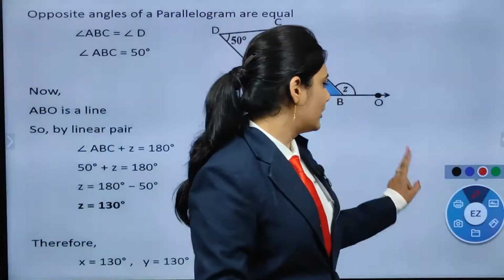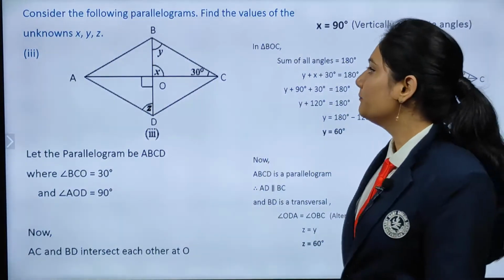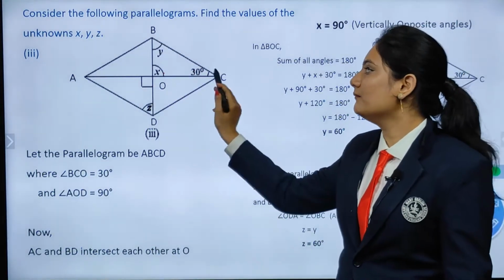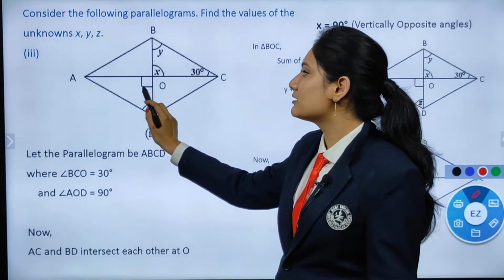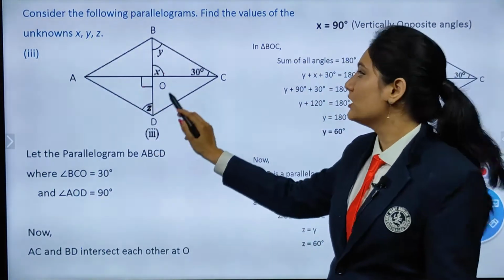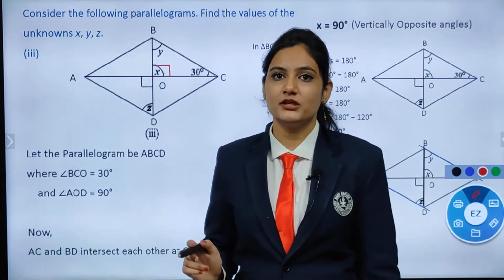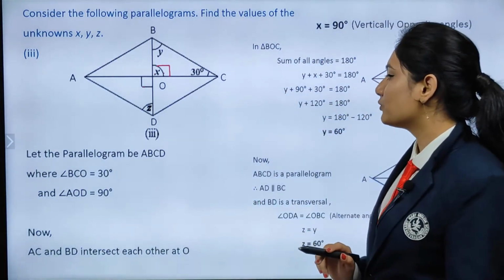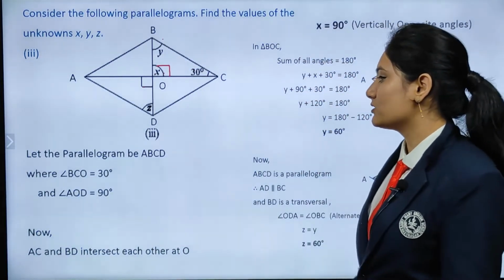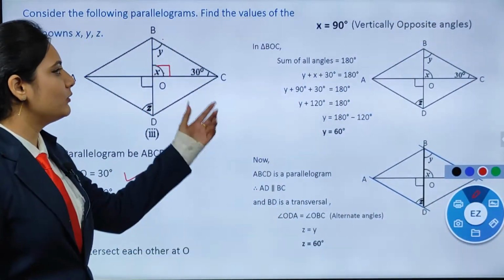Now coming to the third question. Here you have to find the value of x, y, z. Children, see, x is here, y and z. In this triangle, AOD is 90 degree. So BOC will also be 90 degree, as vertically opposite angles. So the x value will be equal to 90 degree. Now here BCO is 30 degree. So these are the two values which are given. Now here the x value is 90 degree.